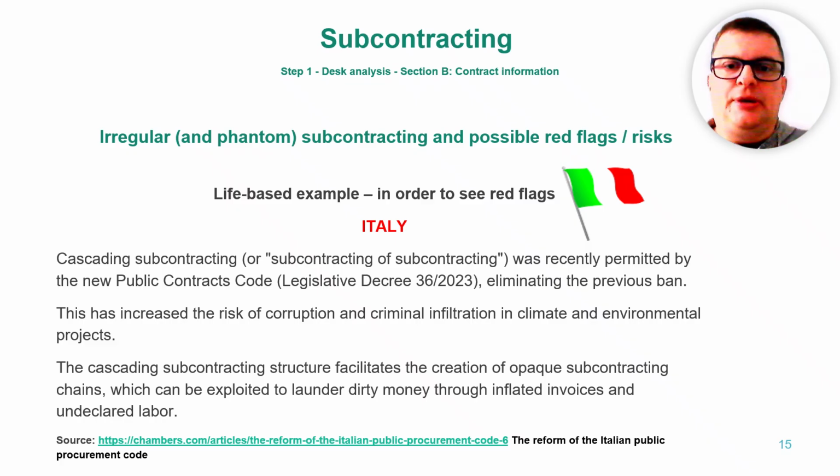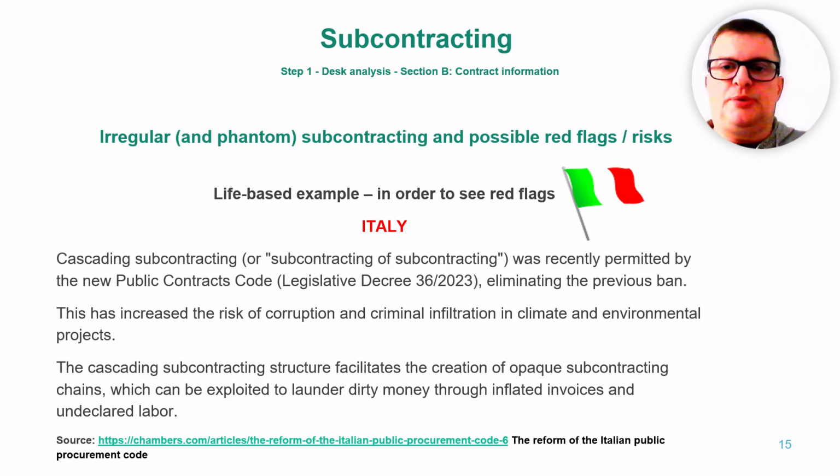Politically connected firms can hide kickbacks in long subcontracting chains. Criminal infiltration. Organized crime groups can slip into climate or environmental projects by posing as subcontractors. Money laundering. Dirty money can be cleaned through fake invoices and phantom companies.